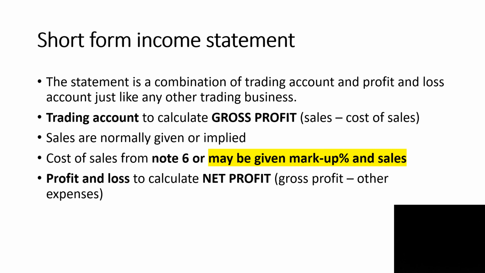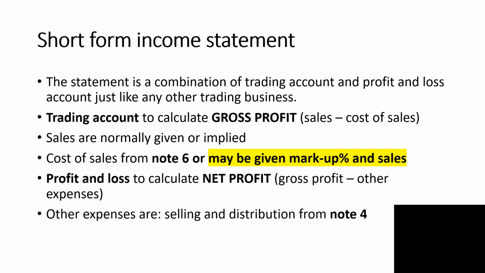We are going to say now gross profit minus other expenses. Our other expenses, as you are going to see why it is called a short form, are reduced to two notes, which are the selling and distribution and the administration. So we don't list the expenses the way we do in company financial statements. We just transfer the totals and show them in the income statement. So our other expenses are two, selling and distribution and administration.